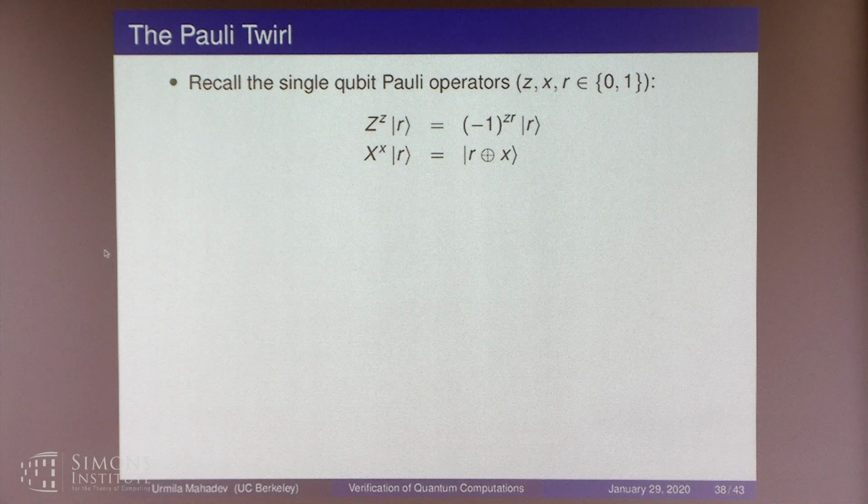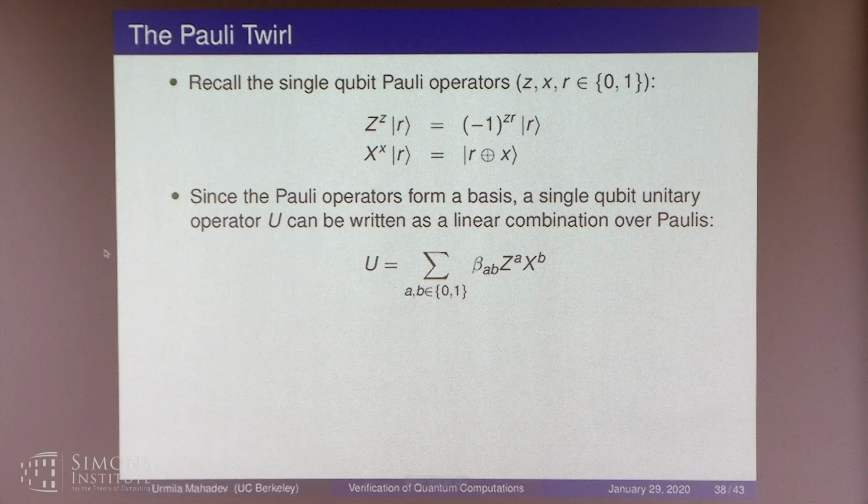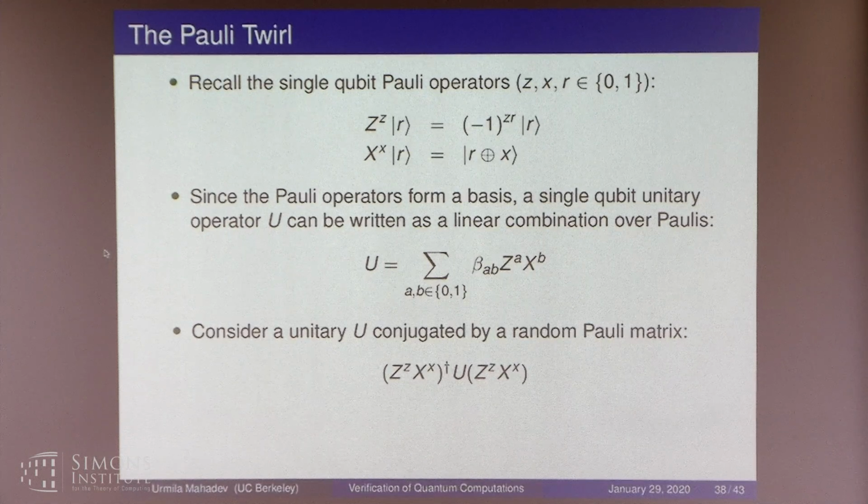The Z is a phase operator, so it inserts a phase of negative one, and X is a bit flip operator. The key fact that I need is that the Pauli operators form a basis. What that means is a unitary operator acting on a single qubit can be written as a linear combination over single qubit Pauli operators. And what the Pauli twirl refers to is the operation of conjugating a unitary U by a randomly chosen Pauli matrix. This conjugation creates a new randomized operator.